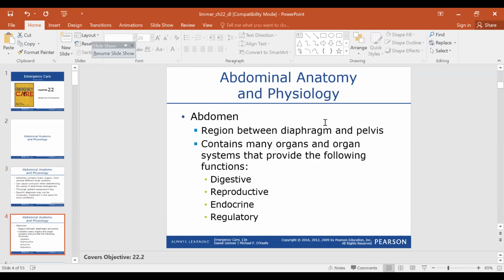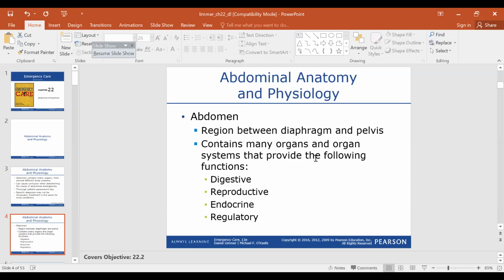So the region between, so the abdomen is your stomach. That's all that is. Abdomen equals stomach, and it's right below your diaphragm and your pelvis. Your diaphragm is that muscle that contracts downward to allow air to come into your lungs, right? So the diaphragm is right below your chest and right above your stomach. It's that dividing point between the stomach and the chest. And the pelvis follows after your stomach.